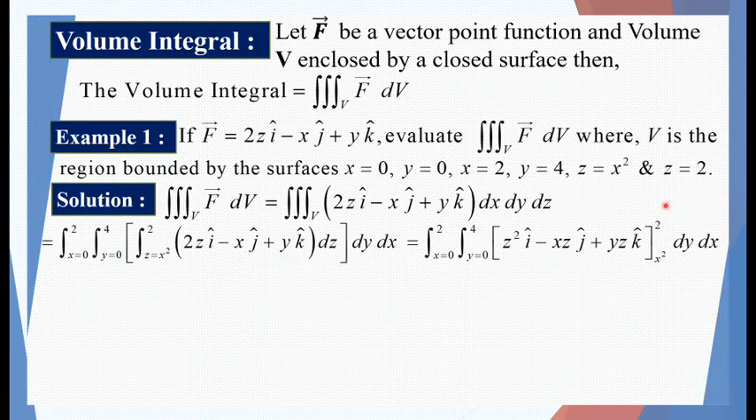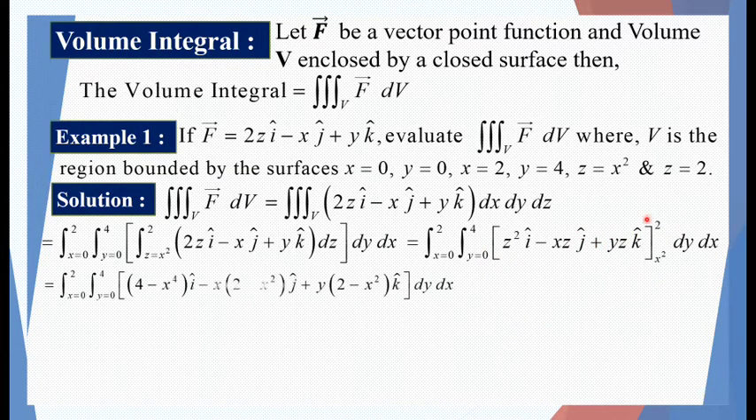Now put the upper limit minus lower limit. When we put 2 in place of z, it will be 2 square, that is 4, minus putting x square in place of z, it will be x raised to power 4, i, minus x j. x is the constant, so on putting z equals 2 minus x square, z will be 2 minus x square, and the same for the next part. So it is now the refined function for the next integral.